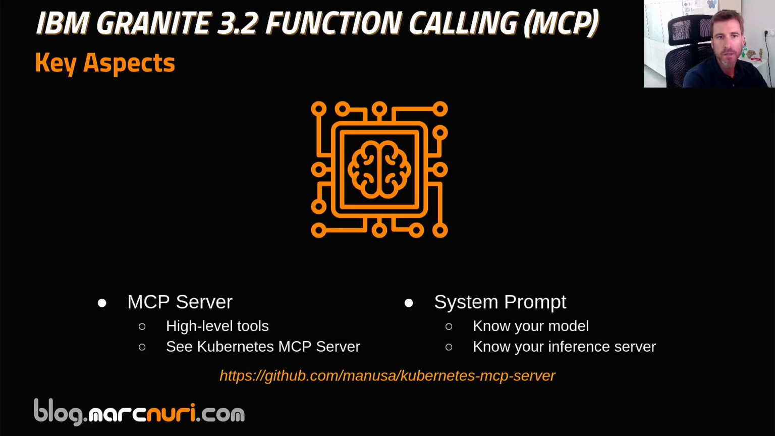I'll be using the IBM Granite 3.2 models, which have 8 billion parameters, so we can consider them smaller, and the Kubernetes MCP server. So these are the key aspects to make everything work. Basically, the MCP server needs to provide well-defined high-level functions that perform most of the low-level tasks for the model. If you check most of the MCP server implementations, they are usually wrappers around CLI tools. They provide lower-level imperative functions to the LLM.